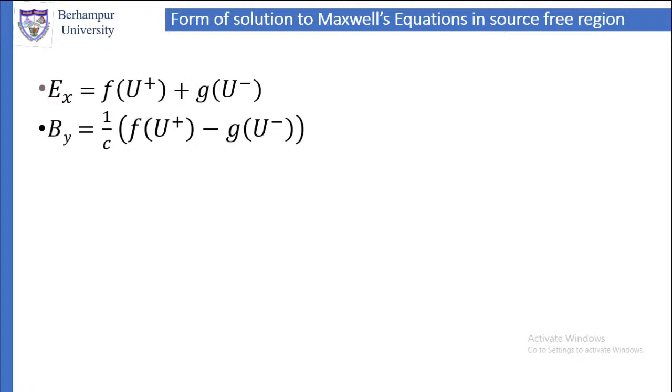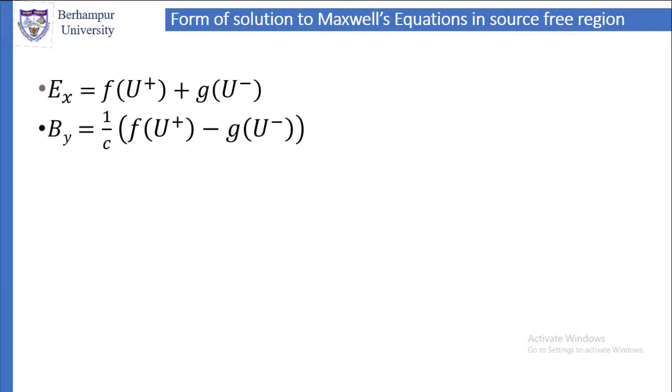You take any function for F, any mathematical function for F, that will satisfy this equation. So if you take Ex in this form with any mathematical function for F and any mathematical function for G, that will satisfy the Maxwell's equation. Similarly, By in this form, take any mathematical function for F, any mathematical function for G, that will satisfy the Maxwell's equation.